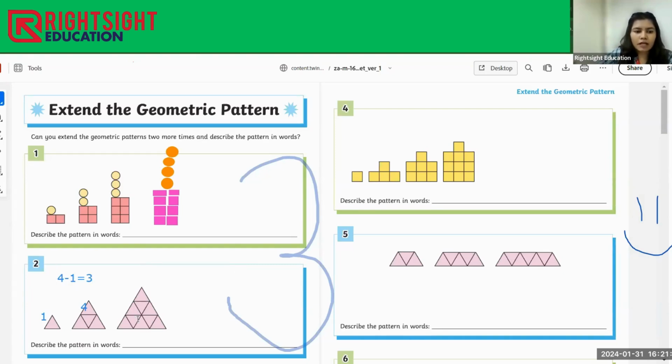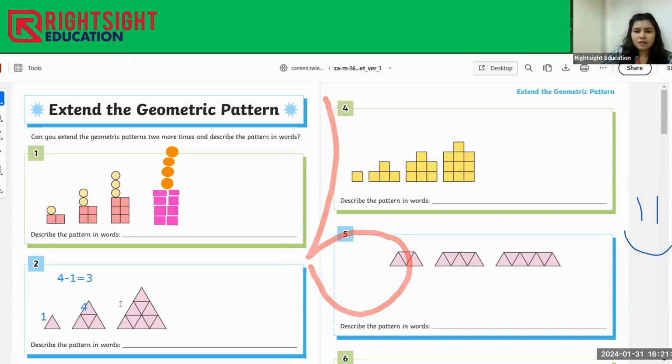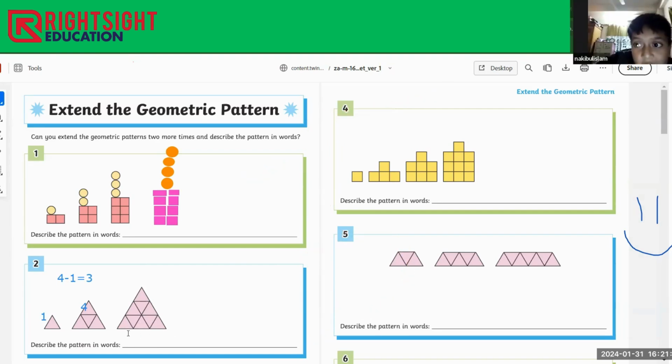And here how many triangles? 5. How many triangles are there? 1, 2, 3, 4, 5, 6, 7. Yes, 9. So then what can be the next pattern? 9, 10, 11.